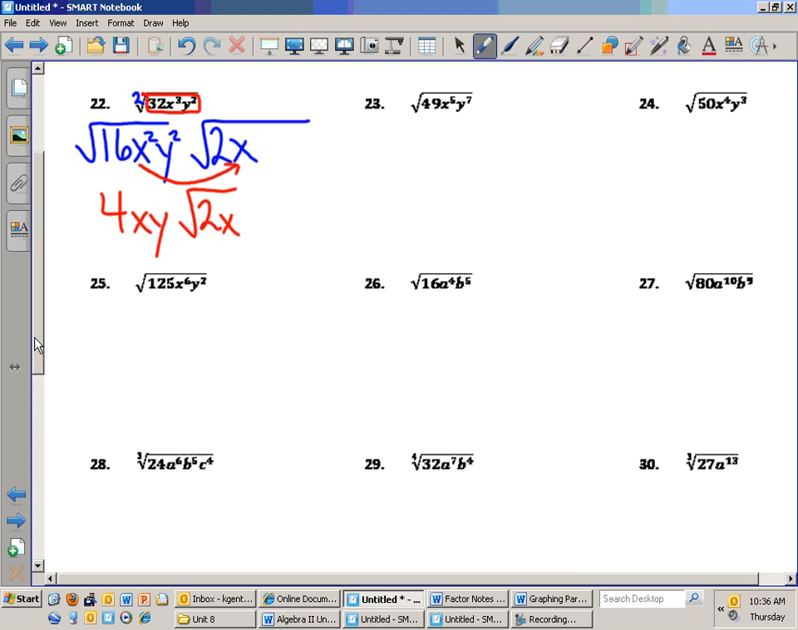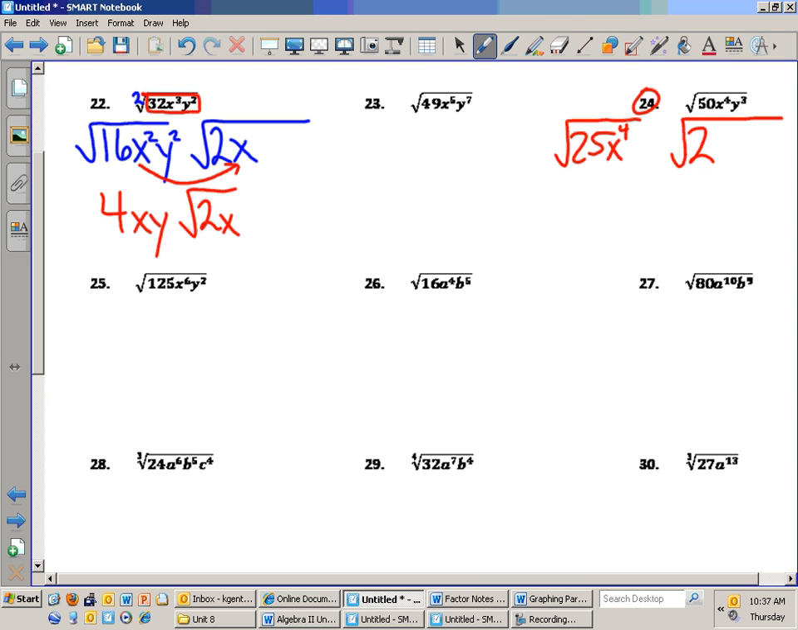Okay? Let's try number 24. Let's try 24 together right now. Is there a square root of 50? There isn't, so I divide it up into two pieces, and I heard somebody say 25, so 25 and 2. X to the fourth. Can I take the square root of x to the fourth? Is 4 divisible by 2? Yes, so I can have x to the fourth underneath here.